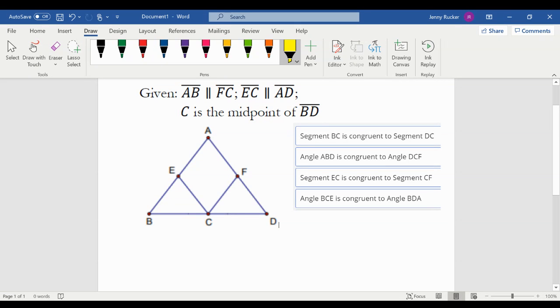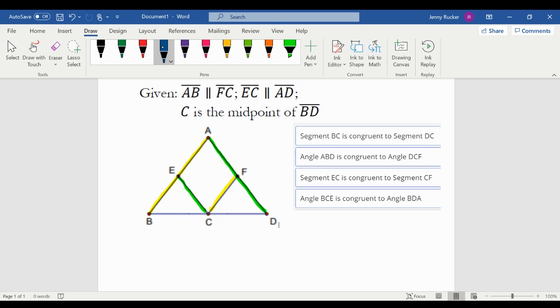In the following problem, we are told that segment AB is parallel to segment FC. We are also told that segment EC is parallel to segment AD. Let's take a look at these parallel lines for some special angle relationships.